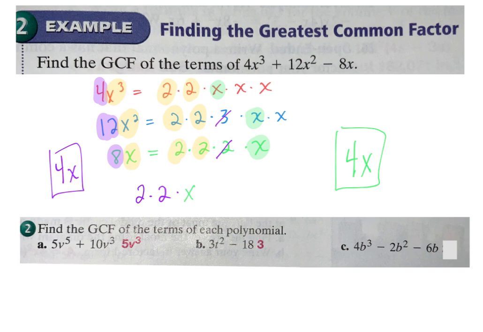All right, Preston, what about the last one? What's your number that's in common to 4, 2, and 6? And what's the least number of b's any of them have? 1, so 2b to the first power.